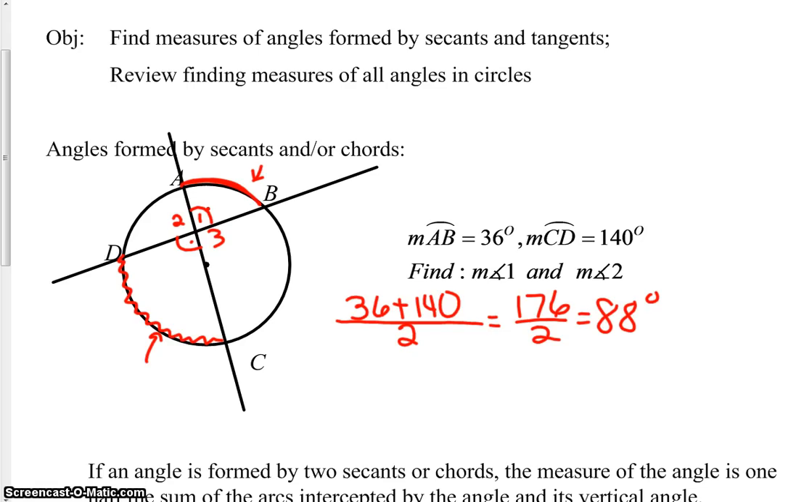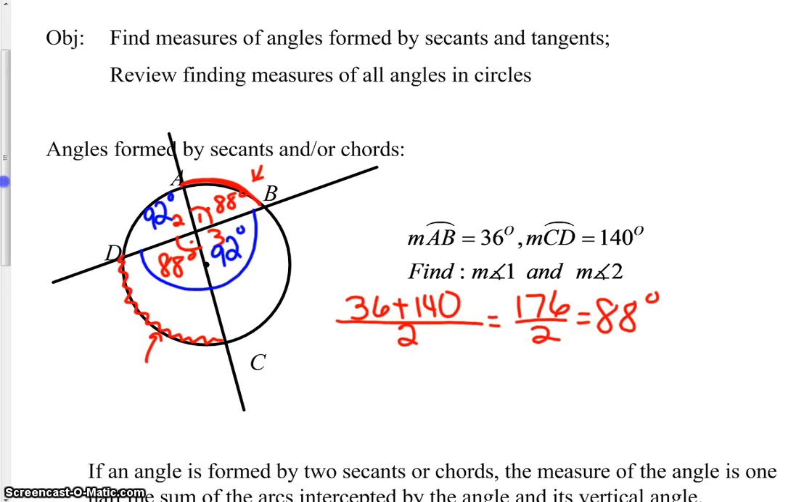So if angle 1 is 88 degrees, I know its vertical angle is also 88 degrees because vertical angles are congruent. And then I could find the remaining angles because these angles are linear pairs. And we remember that linear pairs are supplementary or add to 180. So angle 3 would be 92 degrees and angle 2 would also be 92 degrees.